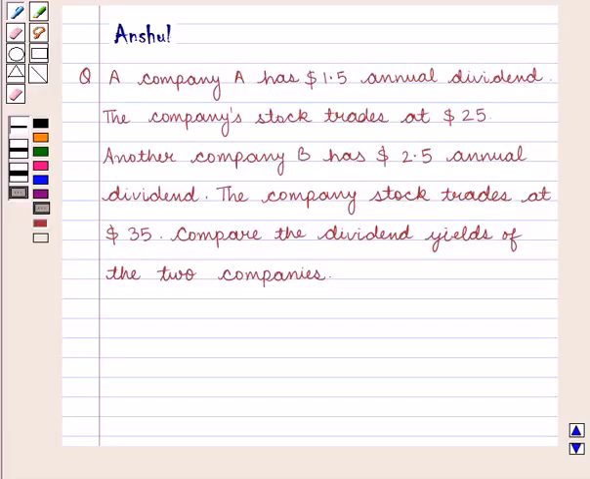In this session, we are going to discuss the following question, and the question says that a company A has $1.5 annual dividend. The company's stock trades at $25. Another company B has $2.5 annual dividend. The company's stock trades at $35. Compare the dividend yields of the two companies.